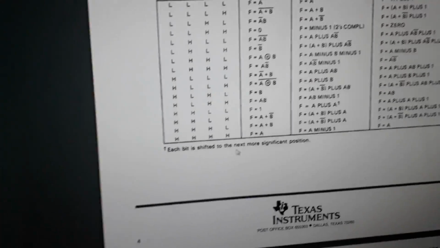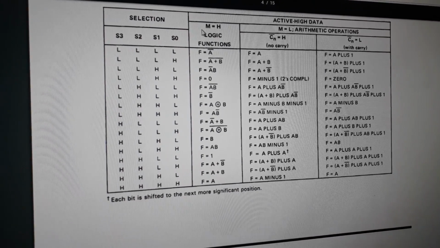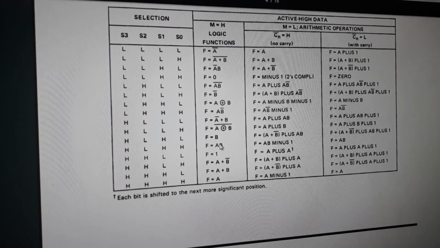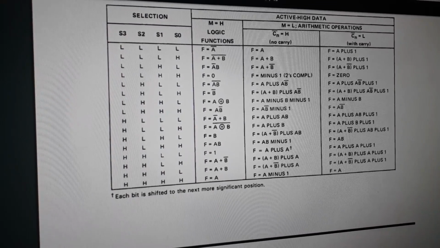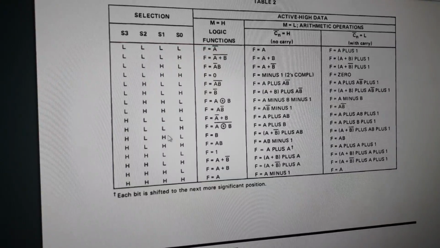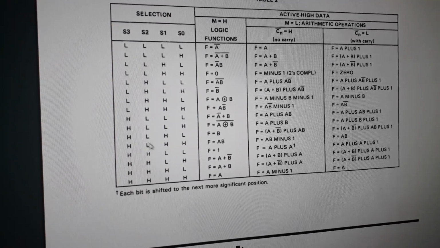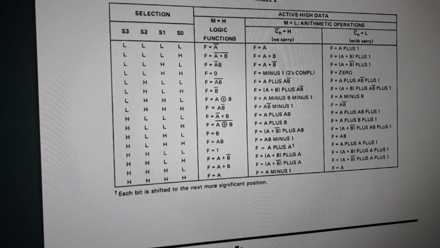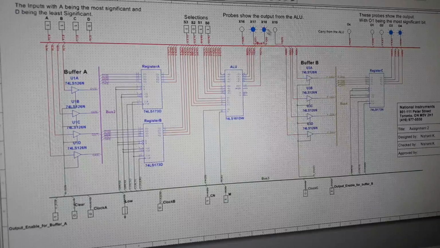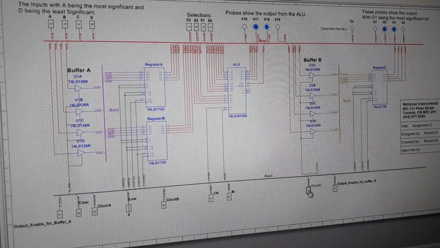Now we want to do a logic operation. This means M should be high, and the logic operation I'm interested in doing is ANDing them. So let's just do that. Make M high, and in order to AND them, S2 should be low and everything else should be high. So let's just do that. S2 is low and everything else is high, and there is the answer. Now let's just clock C, and there we go.